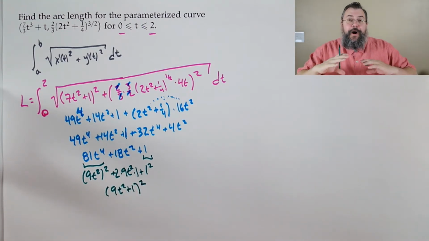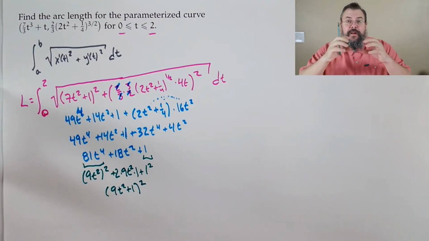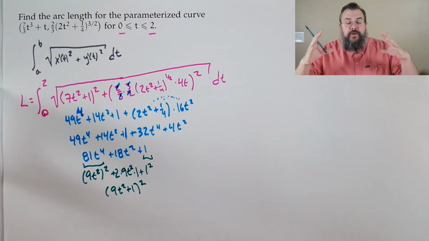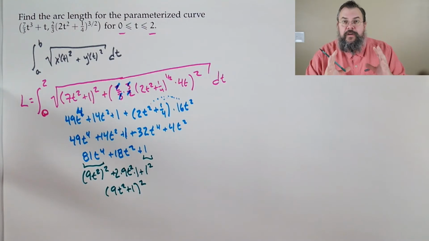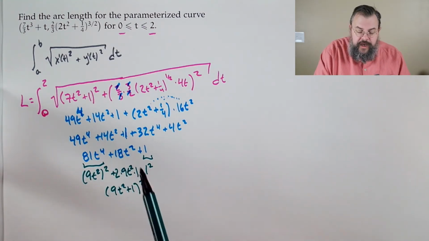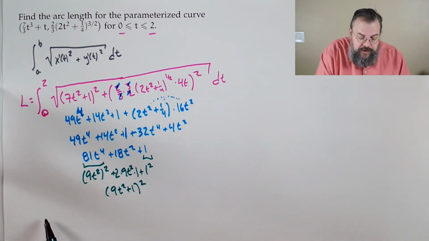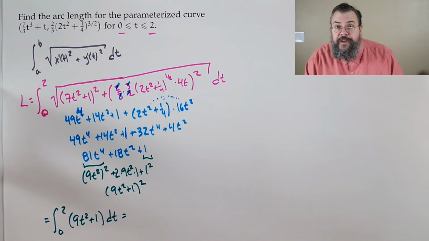Okay, so all we've done so far is most of the work. But when you carefully follow the algebra, and if you're nice to the algebra, the algebra will be nice back. When you work it all out, it's a perfect square. We're taking the square root of that, so now we're ready to update. So our problem becomes the integral from 0 to 2 of 9t squared plus 1. And that is something we can actually work with.